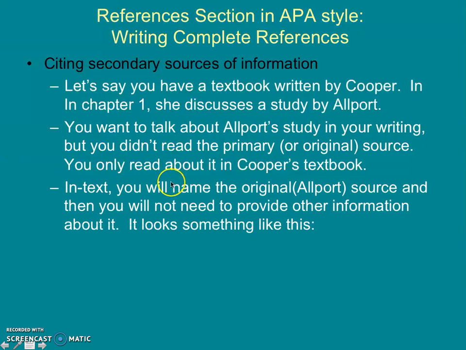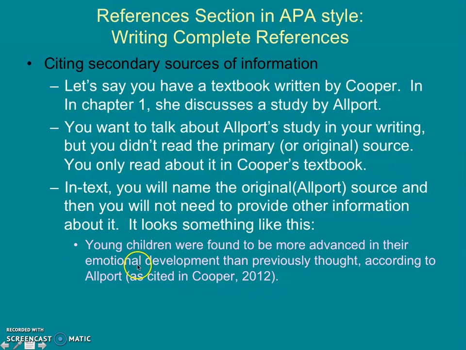So in text, you name the original source, which was Alport, and then you don't need to provide other information about it. Let me show you how it's going to look. Here's an example: Young children were found to be more advanced in their emotional development than previously thought, according to Alport (as cited in Cooper, 2012).